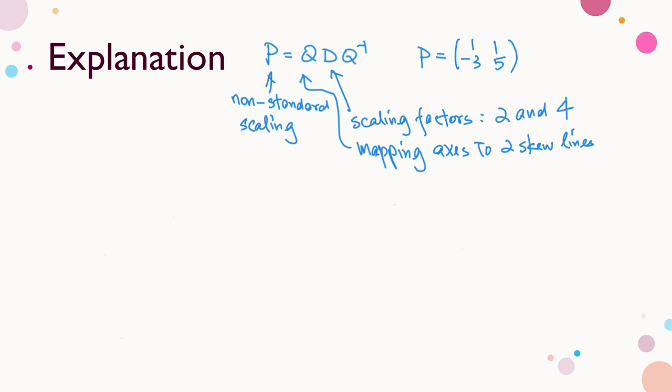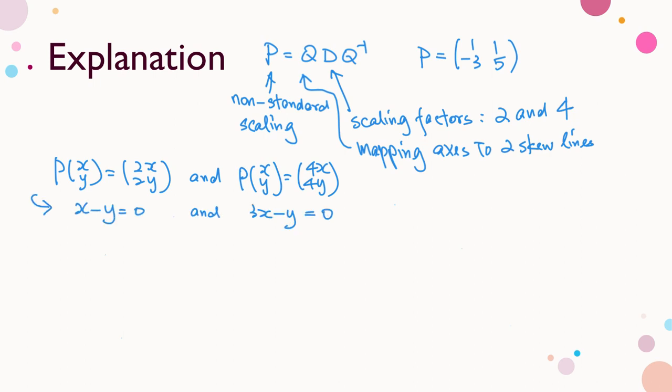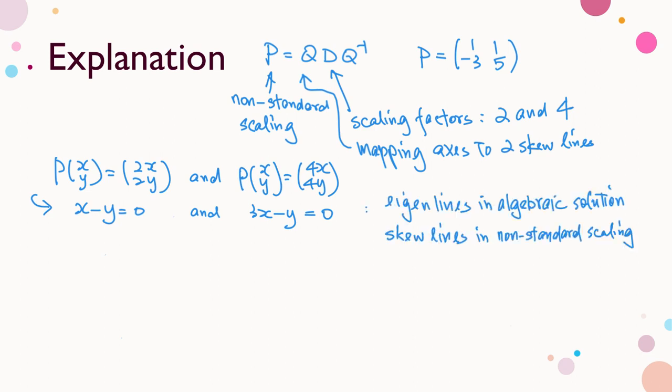Now, to look for the skewed lines for the non-standard scaling, that is, to find two equations in x and y such that x and y form a point on the line and have the scaling. Like the working of the algebraic solution, the two matrix equations are reduced to two lines, x minus y equals 0 and 3x minus y equals 0. They are the eigenlines in the algebraic solution and the skewed lines for the non-standard scaling.